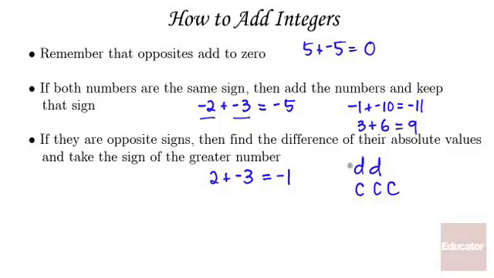Now each dog and cat cancels out. Okay, they're like opposites that add to 0. Dog and cat cancel out, these cancel out. What do I have left? I have 1 cat. Remember, a cat is a negative number, so it's a negative 1.